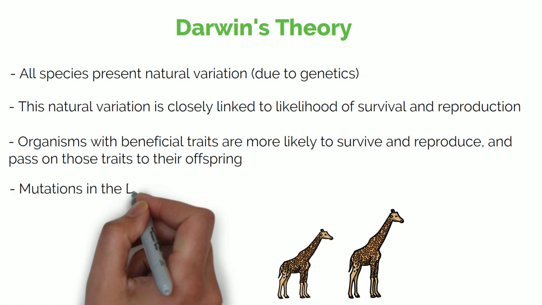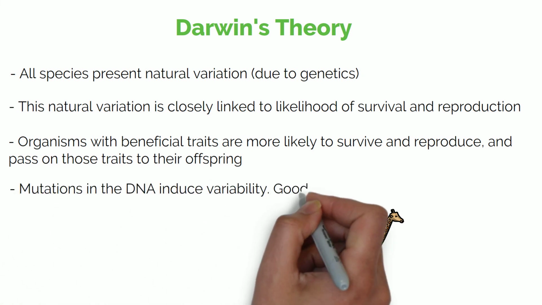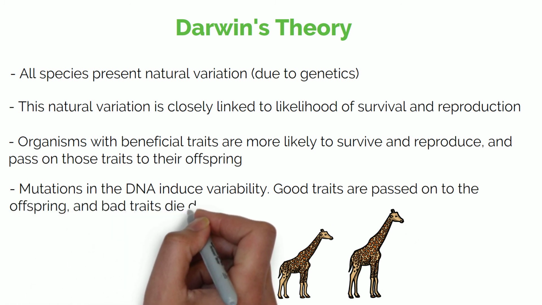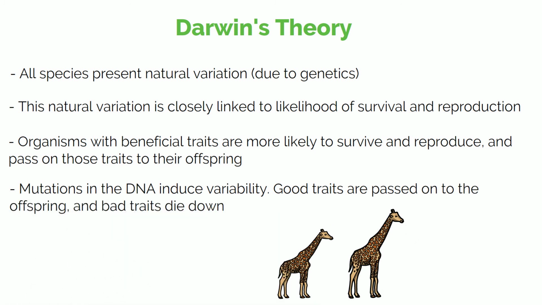Through mutations in our DNA, more variability is introduced. This variability can either be good, in which case the trait is perpetuated and passed on through generations, or it can be bad, which then means the individuals with this trait are less likely to survive and reproduce, allowing the bad trait to die down.